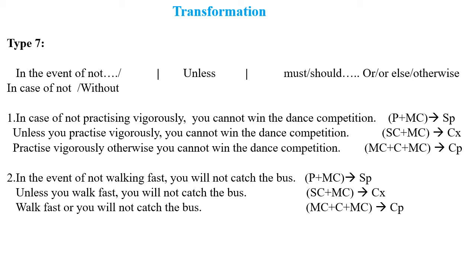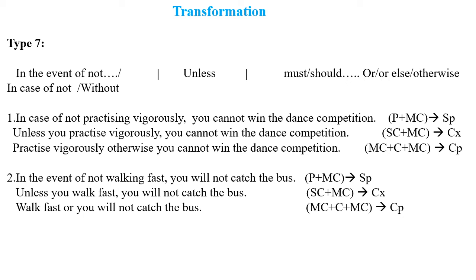Next, type 7, condition and negative possibility. For simple sentence, in the event of not or in case of not or without. For complex, unless. If not is equal to unless. In compound, must or should, or else, otherwise. In case of not practicing vigorously, you cannot win the dance competition. Unless you practice vigorously, you cannot win the dance competition. Practice vigorously, otherwise you cannot win the competition.